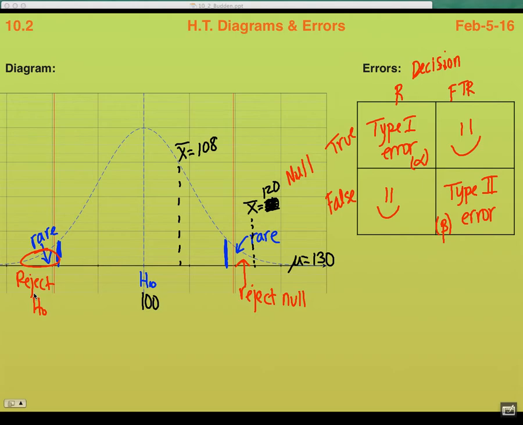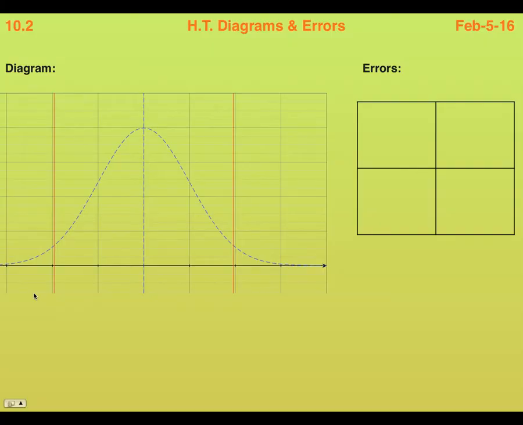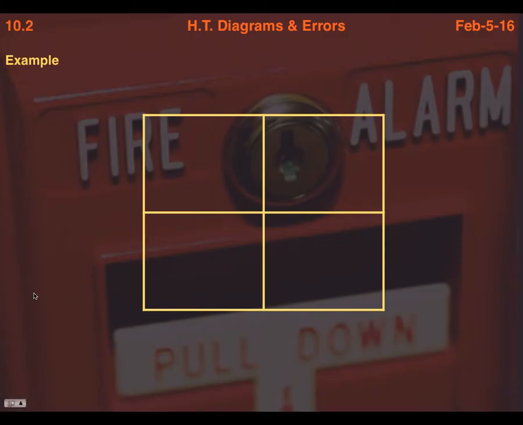No? Okay, we're just going to do an example. How about that? I just wanted you to see it graphically. I'll show you again when we actually start doing this.